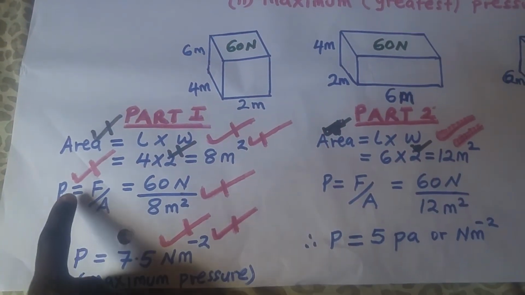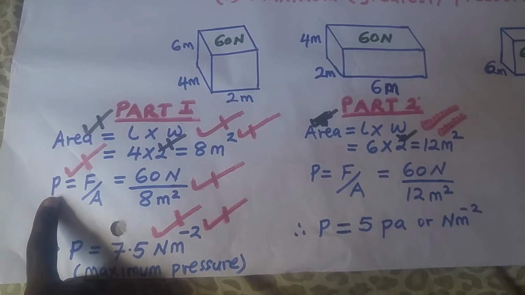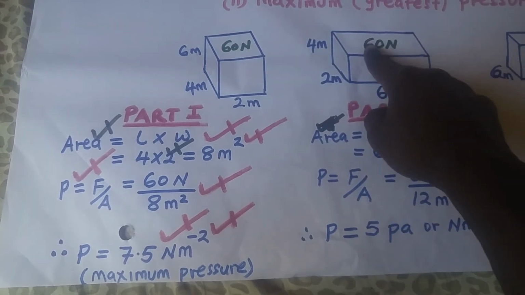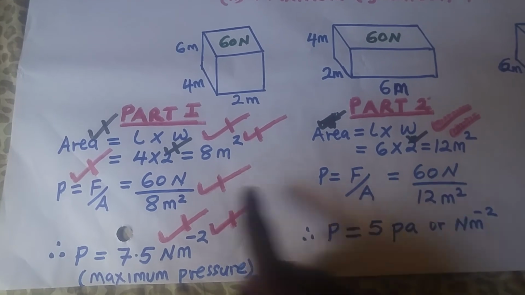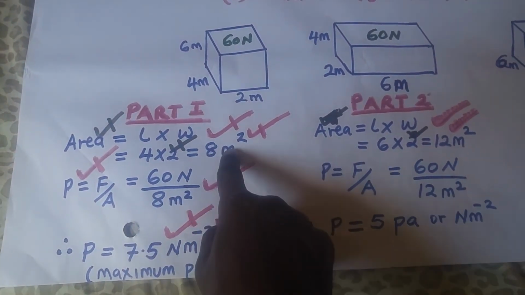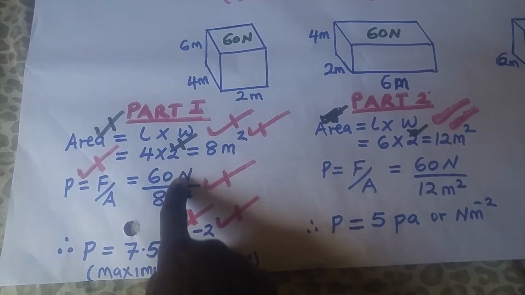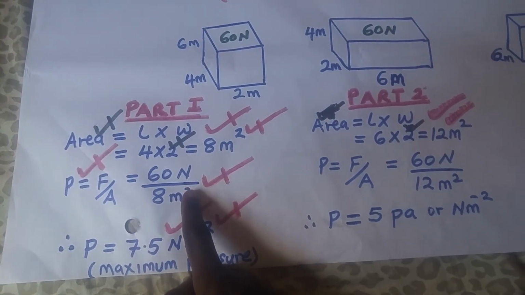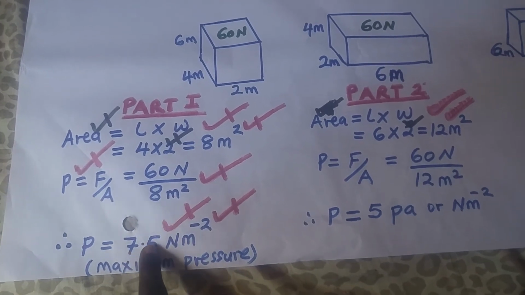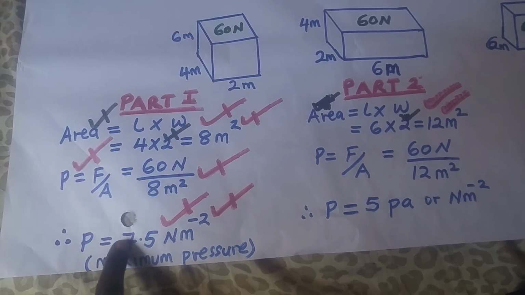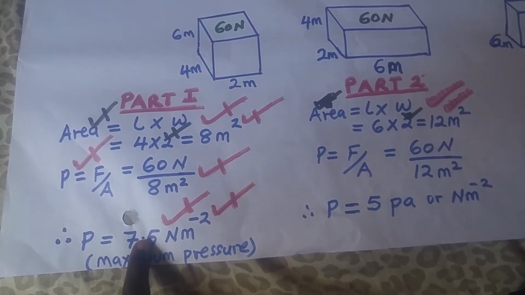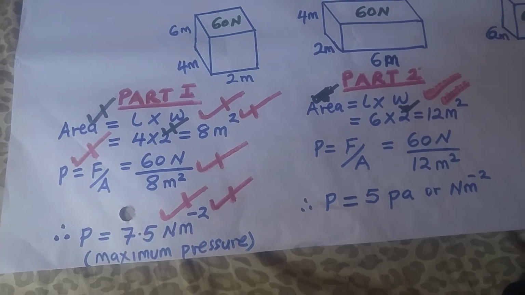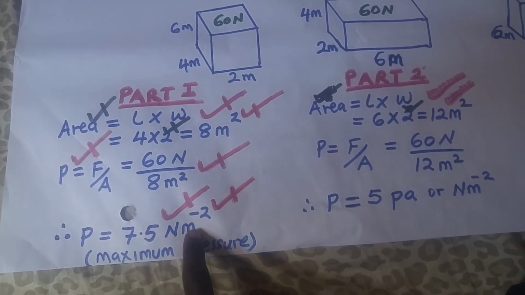In part 1, the formula for pressure remains the same, force over area. We shall have pressure being equal to force over area. Our force was 60 newtons. They told us that this block has a weight of 60 newtons. The force is the same as the weight. So our force is 60 newtons, but our area in part 1 is 8 meters squared. So when we divide 60 newtons by 8 meters squared, the calculator will give us 7.5 as the answer for pressure. I said the SI unit of pressure is either pascals or newtons per meter squared. So after getting the answer, you put the units for pressure, newtons per meter squared.